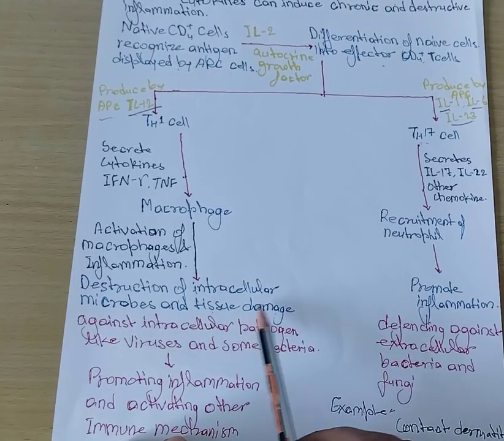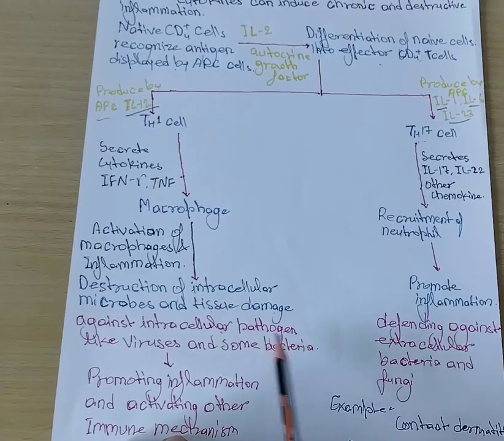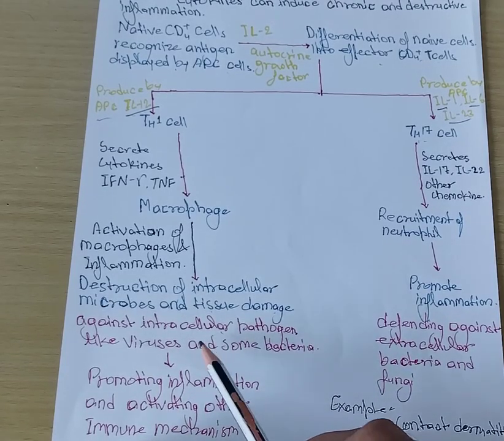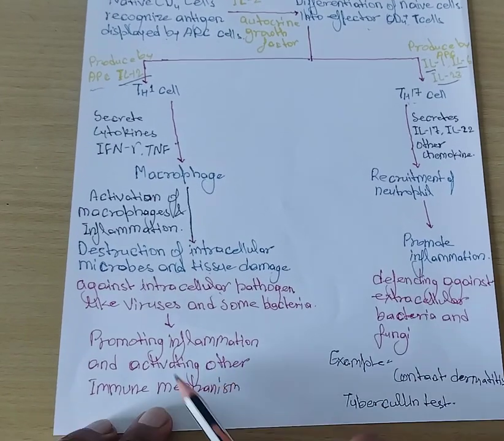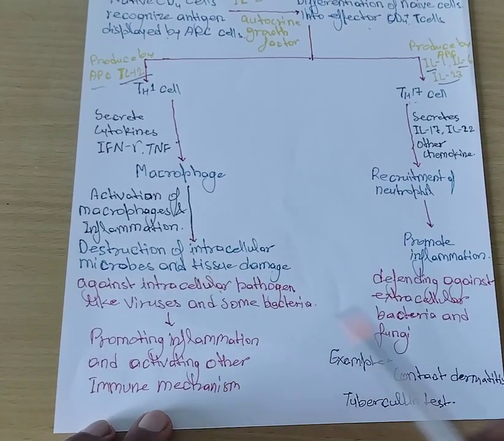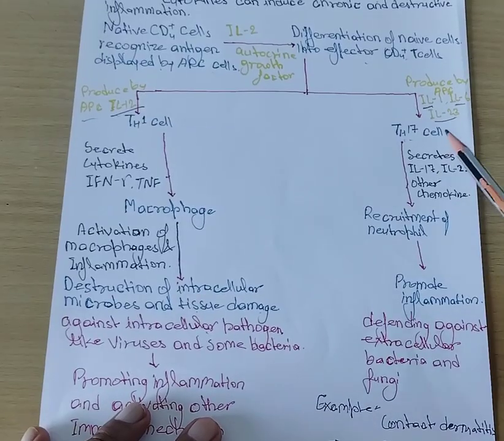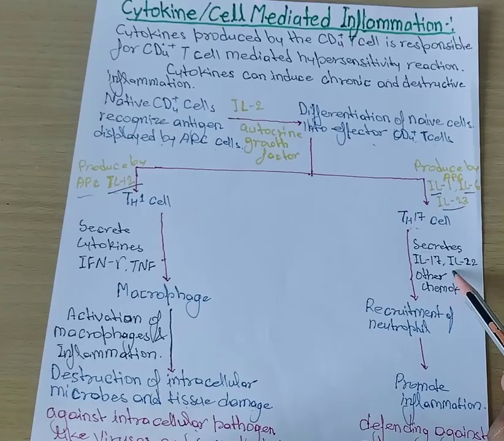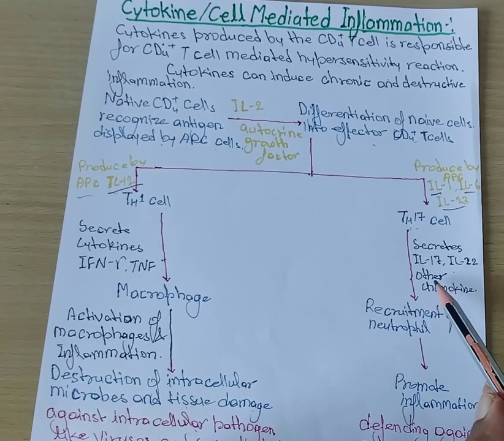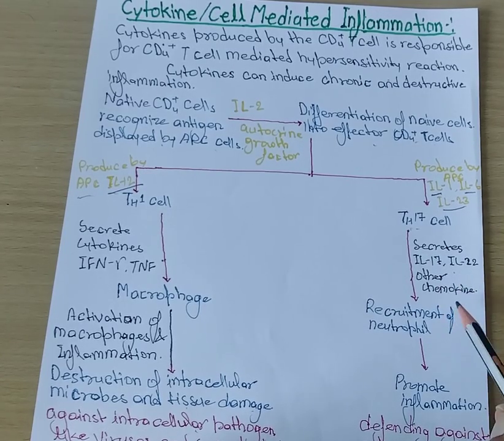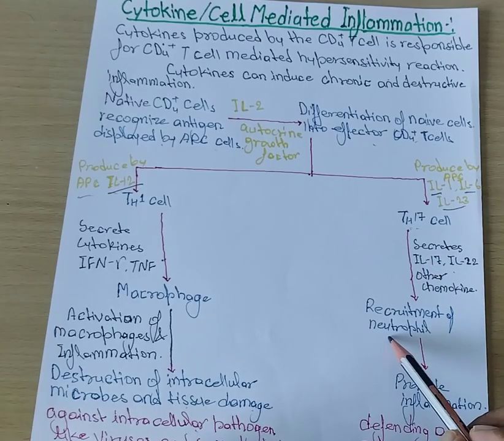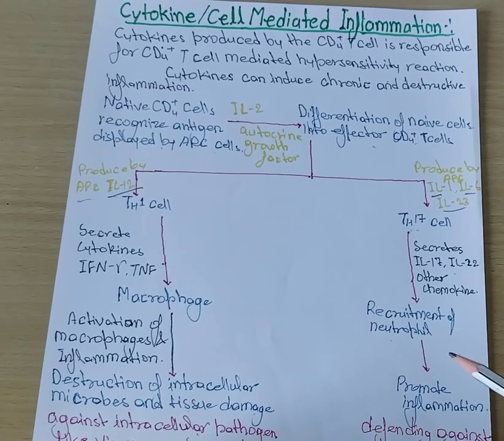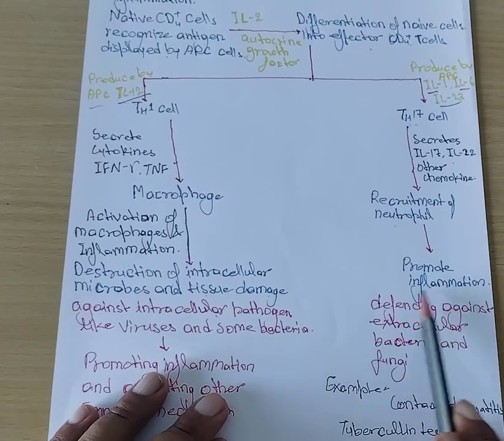This response takes place against intracellular pathogens like viruses and some bacteria. It promotes inflammation and activates other immune mechanisms. Th17 cells secrete interleukin 17, interleukin 22 and other chemokines. It helps in recruitment of neutrophils at the site of delayed type of hypersensitivity. It promotes inflammation.